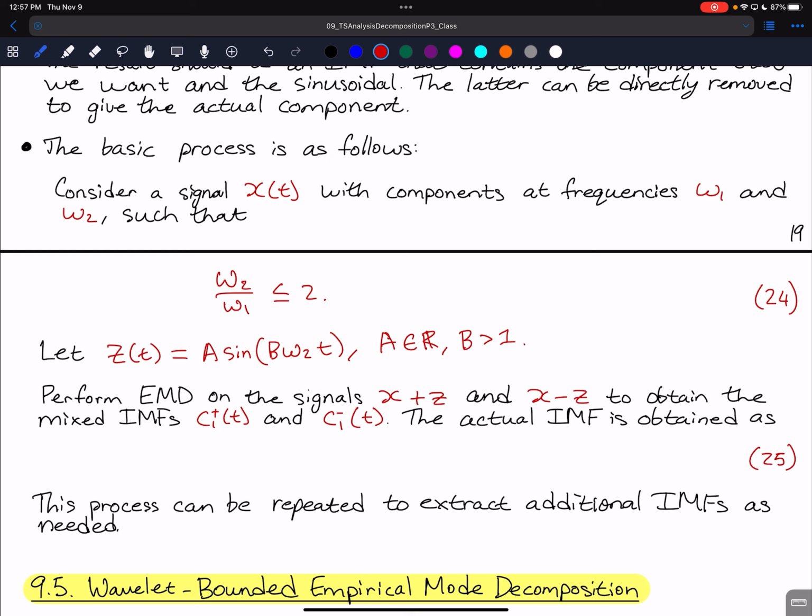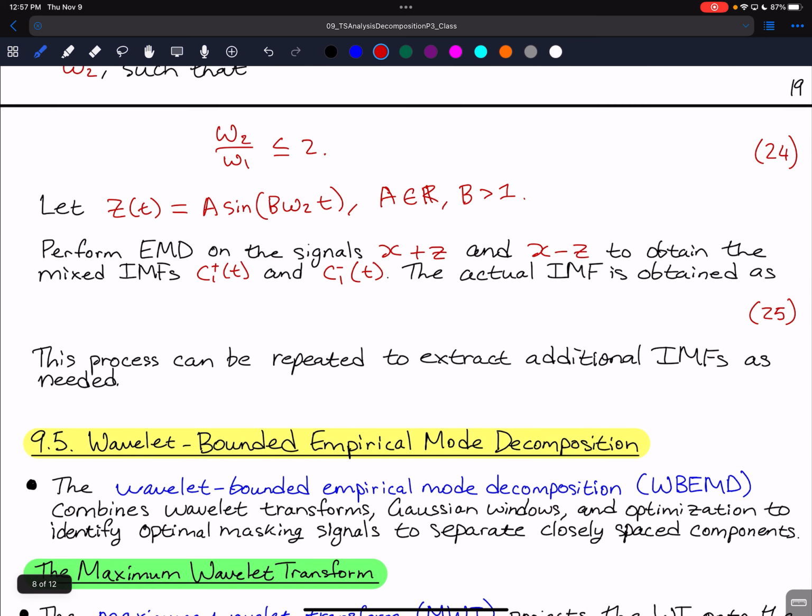We'll then obtain two mixed IMFs, C plus and C minus. And then using those two, we can obtain the actual IMF as C1 of t equals 1/2 times C1 plus of t plus C1 minus of t. And this combination gets rid of that mixed-in sinusoidal signal that we've added into the original signal. And you can then repeat this process to extract additional IMFs as needed.